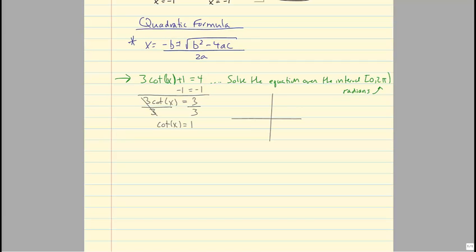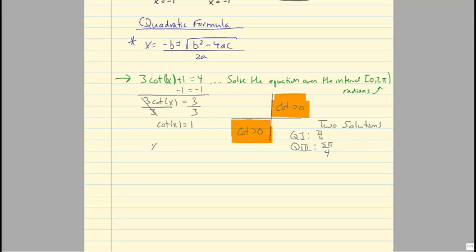But cotangent is positive here, and if cotangent is positive, that must mean I'm in the first or the third quadrant. So these are the two quadrants where cotangent is greater than 0. So I'm looking at two solutions, one in quadrant 1 and one in quadrant 3. So my Q1 solution would be pi over 4, and my Q3 solution would be 1 pi, 2 pi, 3 pi, 4 pi, 5 pi over 4.